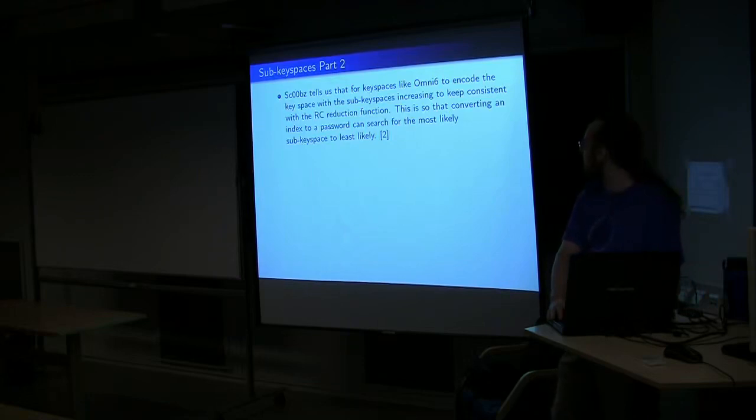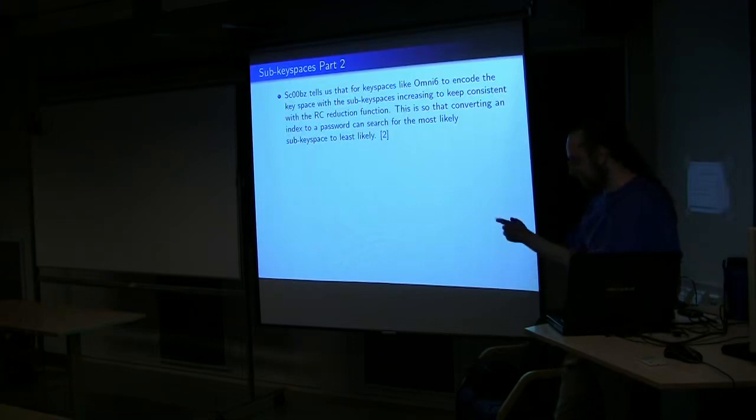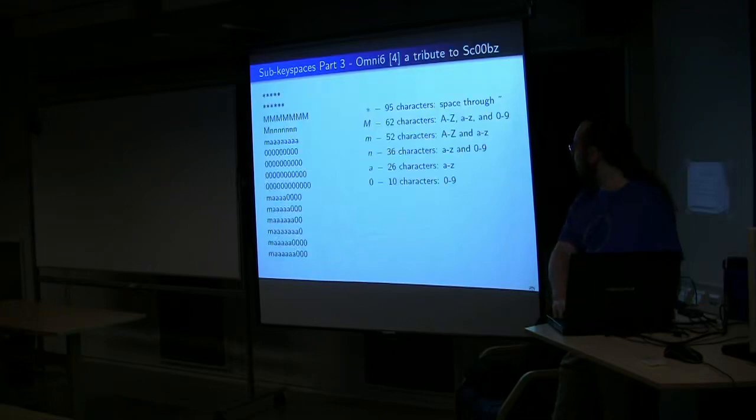This is a paraphrase from Scoots yet again, and essentially the reduction function, as you're going along, happens to be a divide and mod. If the key spaces were not increasing, then you would have some issues mapping that. So, this is what Scoots refers to as Omni 6.